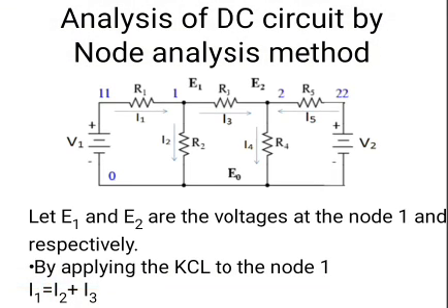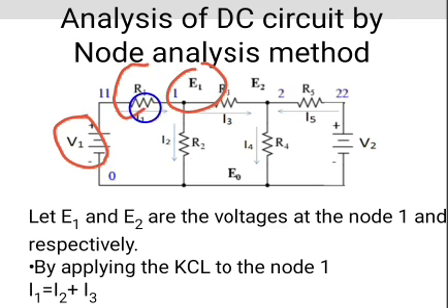Based on the direction of the current, the potential difference between the two points, that means V1 and E1, to the total resistance, that means R1. That means V1 minus E1 divided by R1. Depending upon the direction of the current, the starting point is V1 and the ending point is E1. That means V1 is a higher potential when compared to E1.